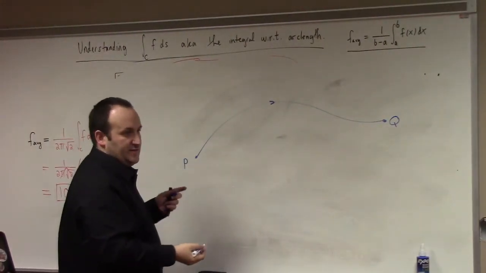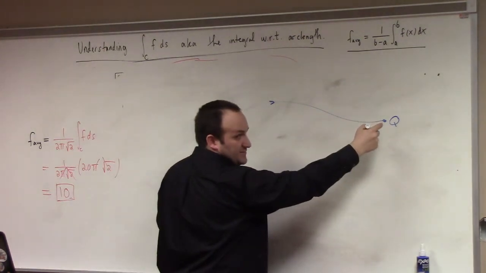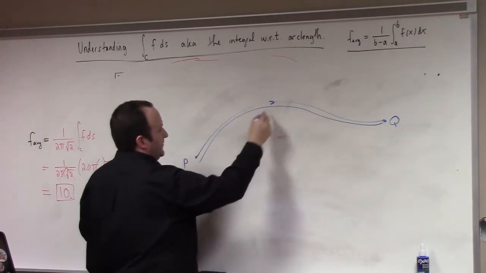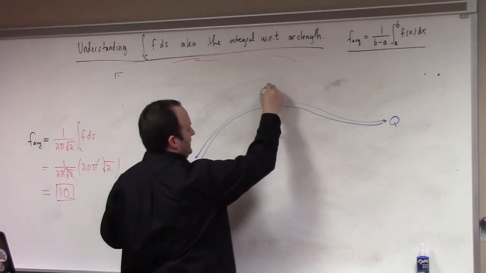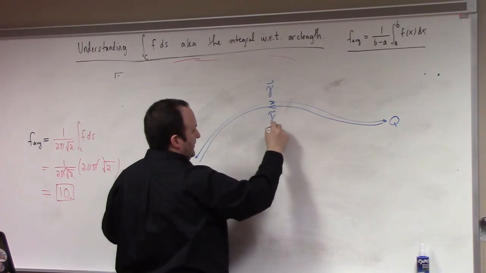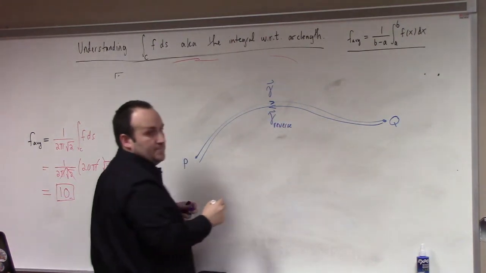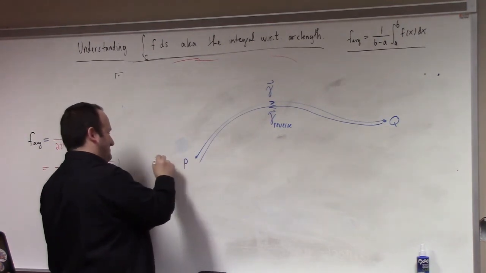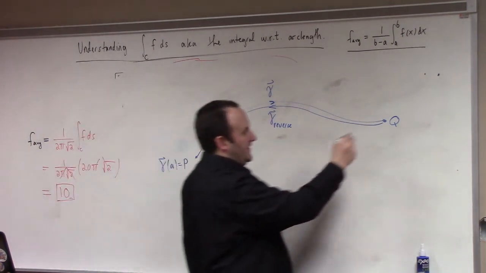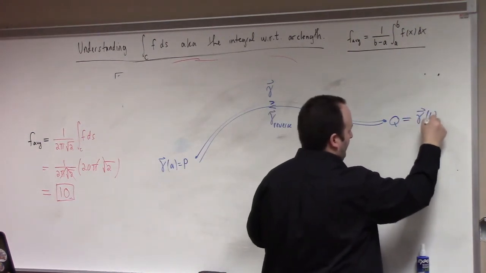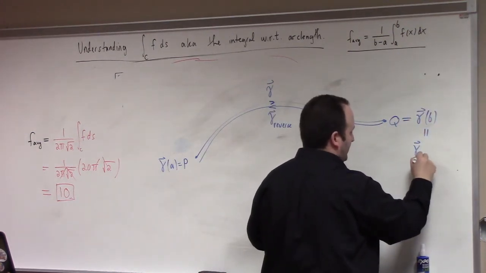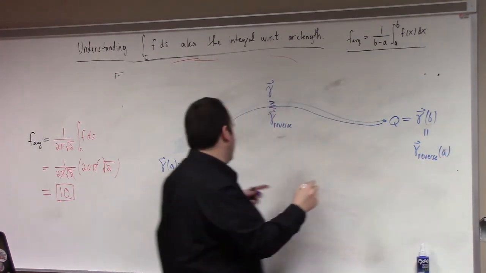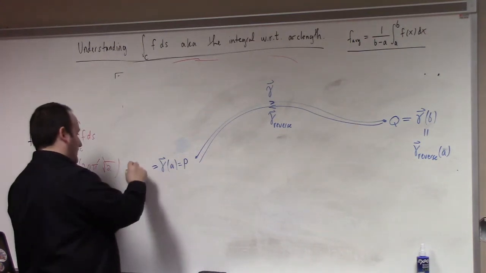To reverse the orientation, I just want the same set of points to be covered, but in the opposite order, right? So if this is gamma, this would be the reverse of it. And so if P is gamma of A and Q is gamma of B, I want that to be the gamma reverse of A, and I want this to be the gamma reverse of B.